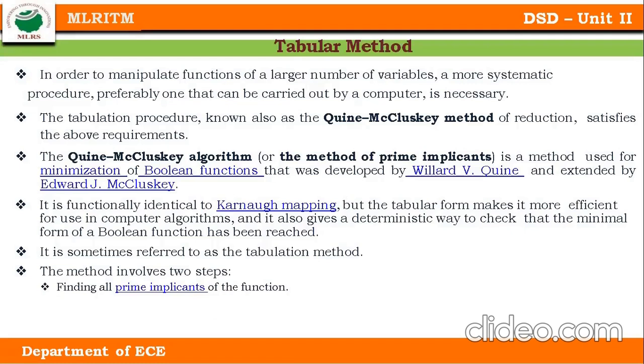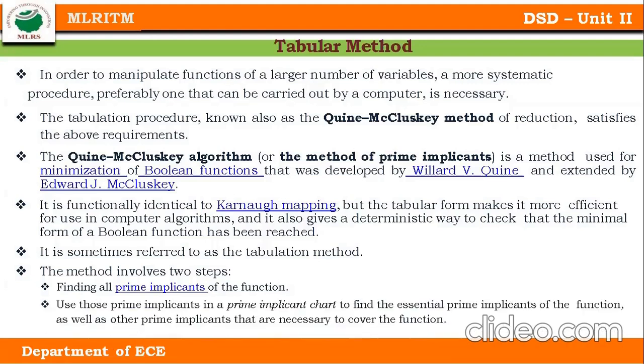The better way to understand it: when you are grouping in a 4-variable or 3-variable map, if I'm grouping 2, 4, or 8 cells, that is called a prime implicant. So the maximum possible groups are called prime implicants. Then what are essential prime implicants? After finding the prime implicants, we need to form a chart using them, and in that chart we need to find the essential prime implicants.